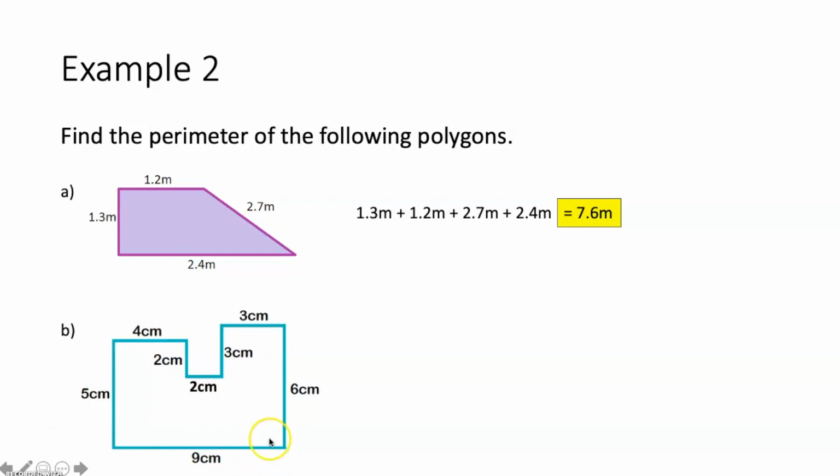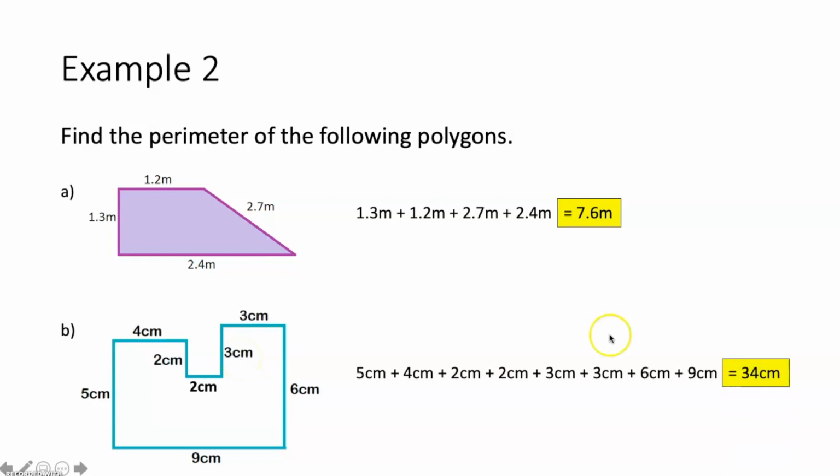Okay, now we have the length of each side. Now we can find the perimeter of this given polygon. So to find the perimeter of this octagon, we add together the measures of each of the side lengths and we end up getting a perimeter of 34 centimeters.